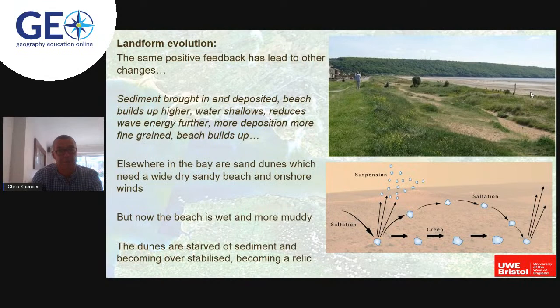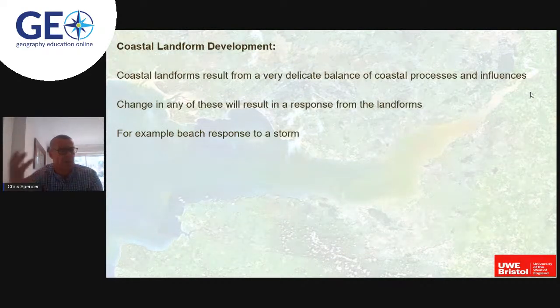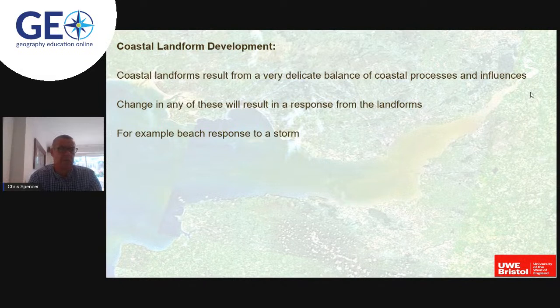They still exist, right next to this salt marsh, but they're no longer perhaps the landform that makes sense under current conditions. So it's something of a relic landform next to the salt marsh, which perhaps does better represent the present day conditions. So we've got a real delicate balance here of coastal processes and influences.